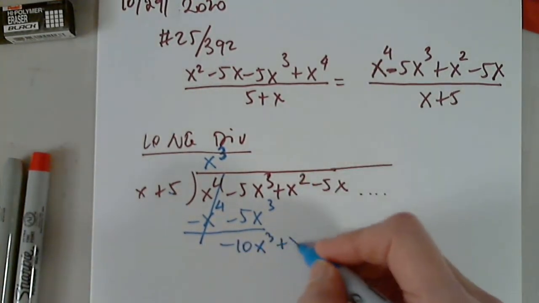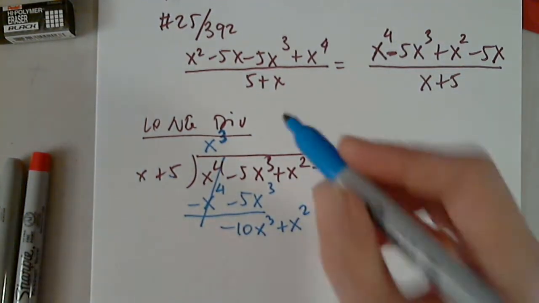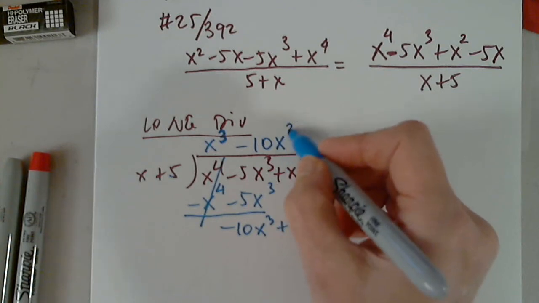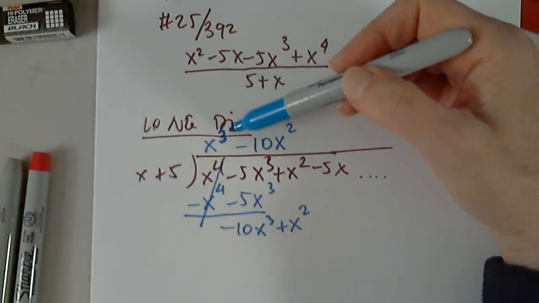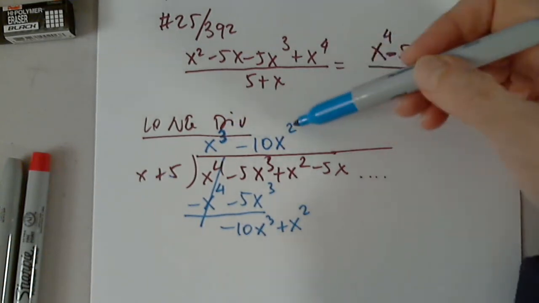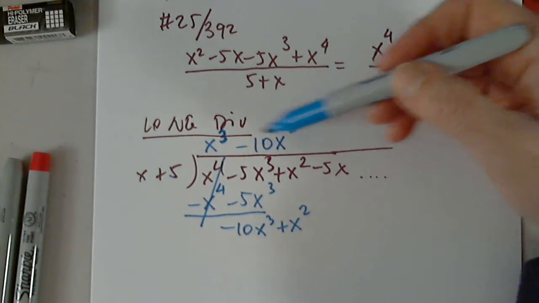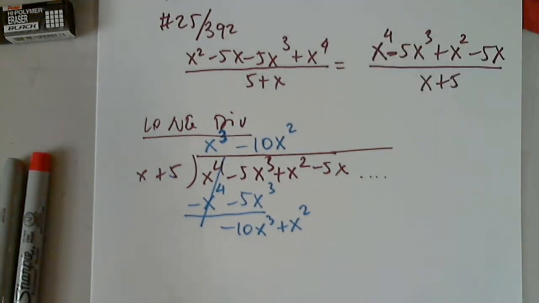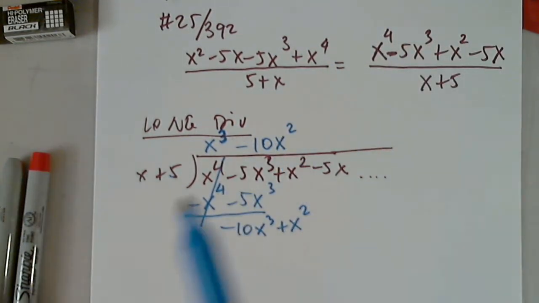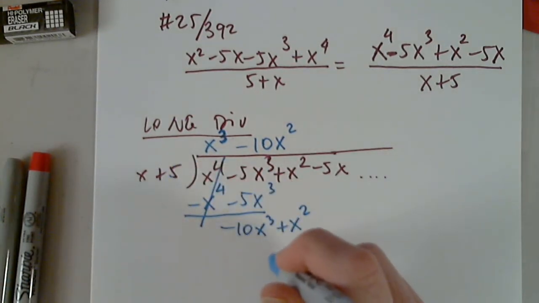I bring down the next in line. X times what is negative 10x cubed? The answer is negative 10x squared. Notice that if I start with x cubed, the next has to be lower in degree. Absolutely always lower, by 1 or more, but definitely lower than degree of the previous term. I distribute negative 10x squared to both terms, change the sign, and write underneath.